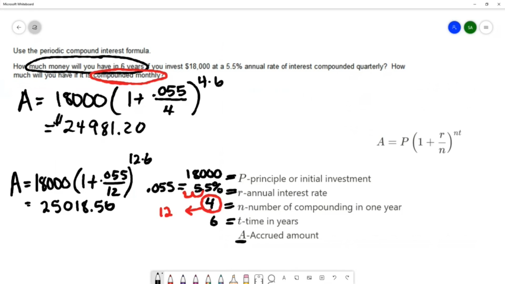And you'll notice here that since we compounded the interest, since we added the interest more often, we have a little bit more money in the account because of that. When you do that, you start earning interest on your interest a little bit faster. So if you're able to compound or add interest in more often, your account will grow a little bit faster.